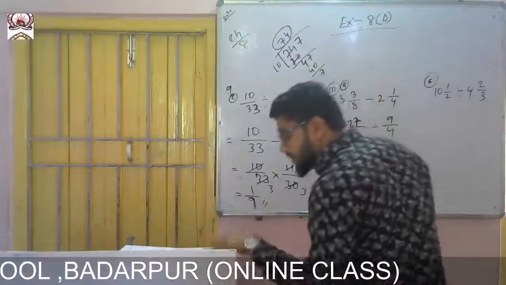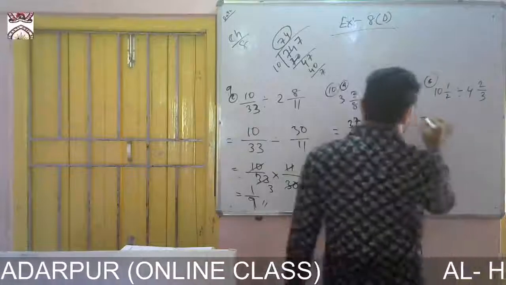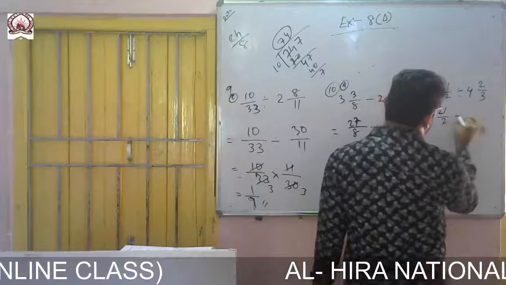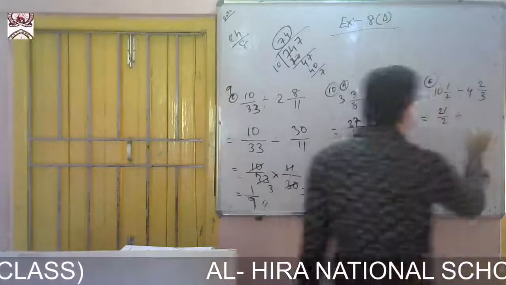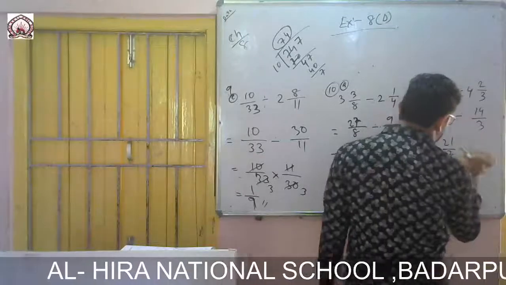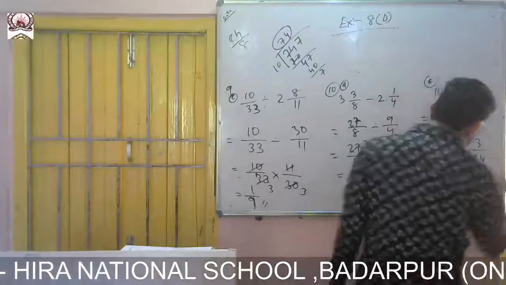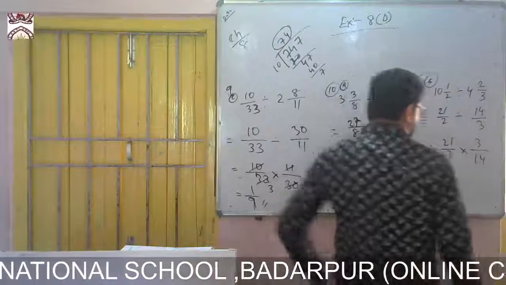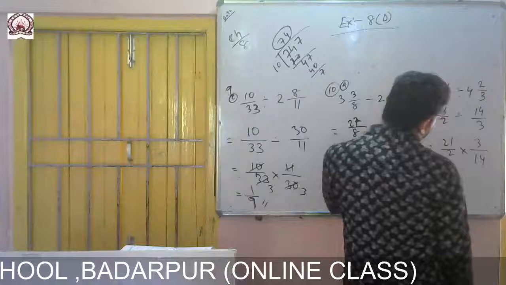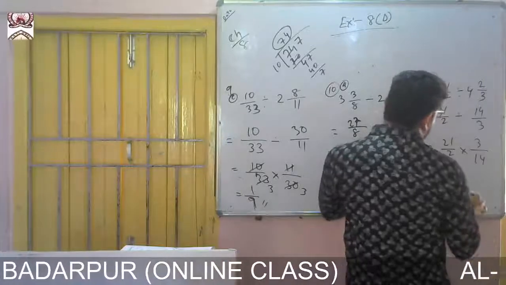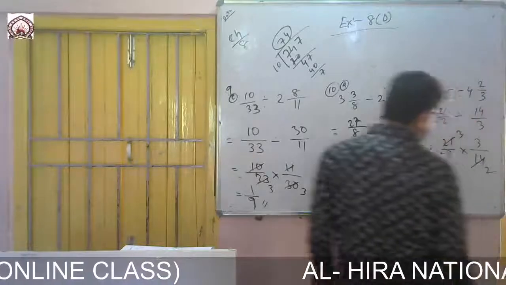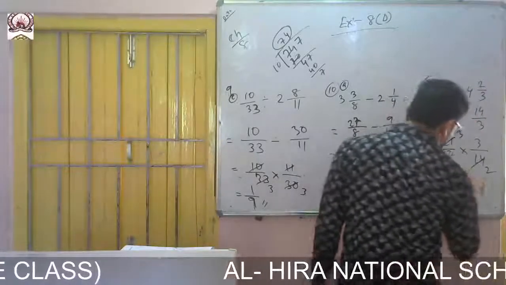4 2 by 3. So you see like this, 10 2s are 20, 21 by 2, divided by 4 3s are 12, 13, 14, 14 by 3. Now 21 by 2 into 3 by 14. So this one I can cancel like this. 3 by 14, so I can cancel like this one. 7 2s are 14, 7 3s are 21. Okay, then 9 by 2.